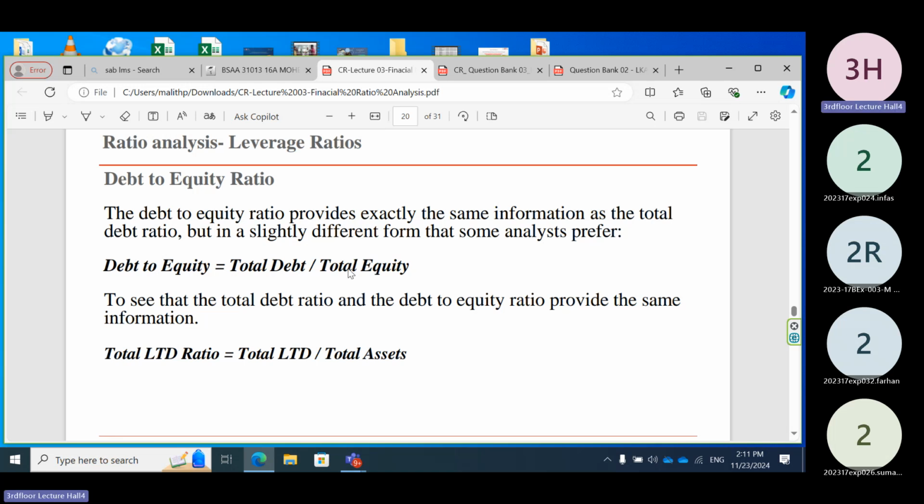Then debt to equity ratio, total asset to equity ratio, debt to equity ratio, 1 to 1. If you have a 50% total asset ratio, in other terms, the total debt to equity ratio is 1 to 1. Right? Do you understand? I don't know whether I'm explaining it well.